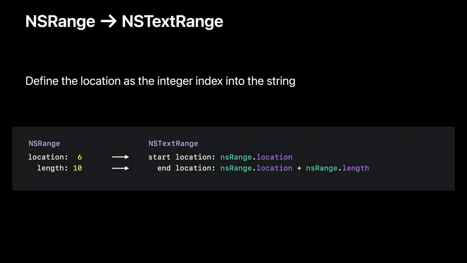To convert a text view's NSRange to an NSTextRange, define the location as the integer index into the attributed string. Use the NSRange location as the start location for NSTextRange. Use the NSRange location plus the length as the end location of the NSTextRange. Conceptually, that's how to map from NSRange to NSTextRange.